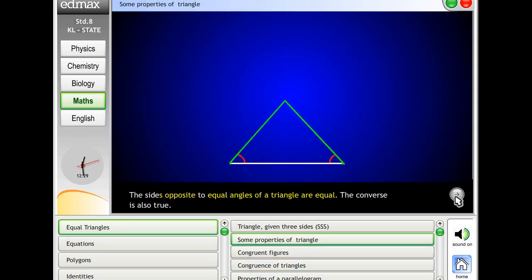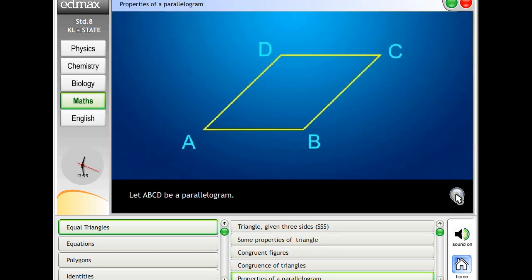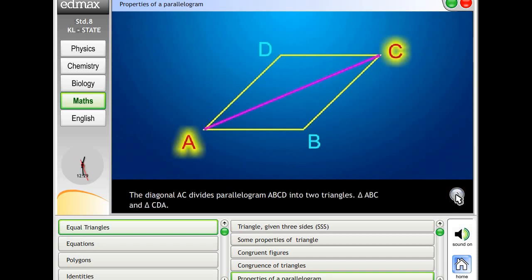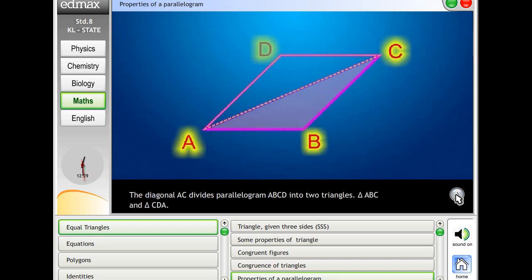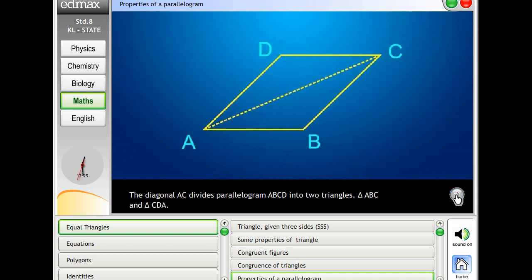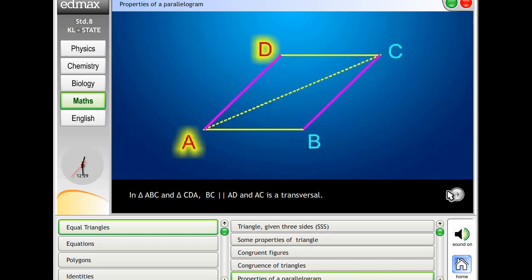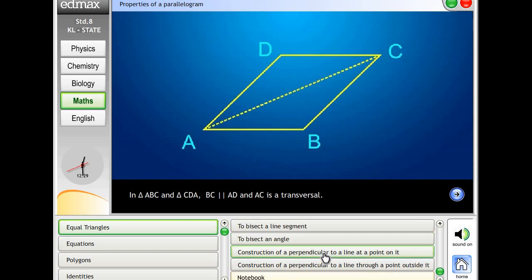Some properties of a triangle. The sides opposite to equal angles of a triangle are equal. Properties of a parallelogram. Let ABCD be a parallelogram, AC be a diagonal. The diagonal AC divides parallelogram ABCD into two triangles, triangle ABC and triangle CDA. In triangle ABC and triangle CDA, BC is parallel to AD, and AC is a transversal.